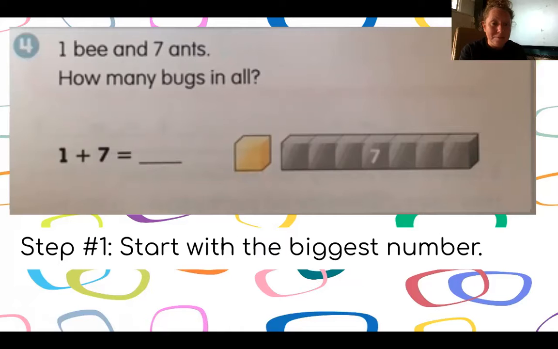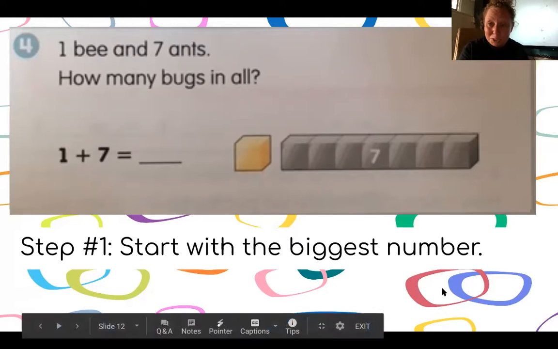1 bee and 7 ants. How many bugs in all? Remember, when we count on, we start with the biggest number. I know I have 1 bee and I have 7 ants. Which number is bigger? Practice the count on strategy starting with the biggest number. Tell or show someone near you how to count on from this equation. 1 plus 7 equals 8. Push pause, and when you're ready to move on, push play.